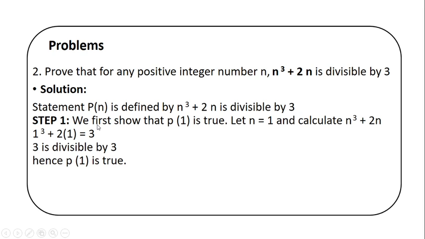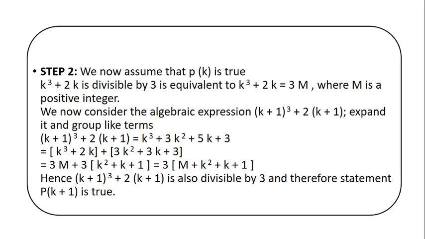In our first step, we have to prove the statement P of n is true for n is equal to 1. If we take the statement n cube plus 2n and substitute n is equal to 1, we get 1 cube plus 2 into 1, which is 3. Here 3 is divisible by 3, hence P of 1 is true. Similarly, in our inductive step, we assume that P of k is true. That is, k cube plus 2k is divisible by 3. Let us take the value of k cube plus 2k as 3m, where m is a positive integer. This is a multiple of 3, which means it is also divisible by 3. So we assume that it is true.